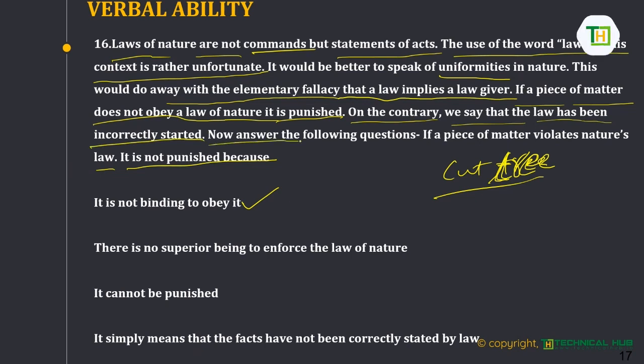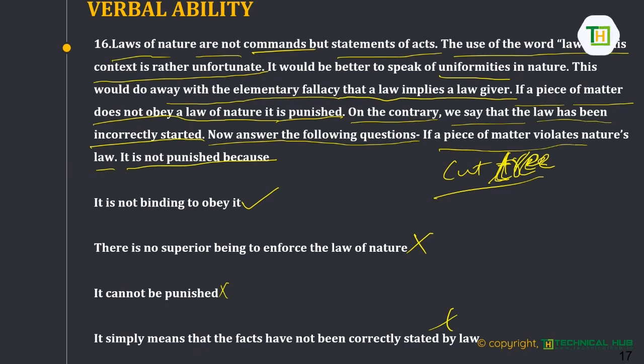Now answer the following question. If a piece of matter violates nature's law, it is not punished because it is not binding to obey it. So it is not at all obeying that rule. So this is going to be the wrong one, and this also wrong, and the last one also wrong. So finally, option A is the right option.